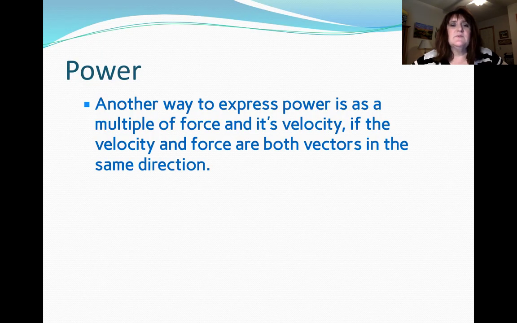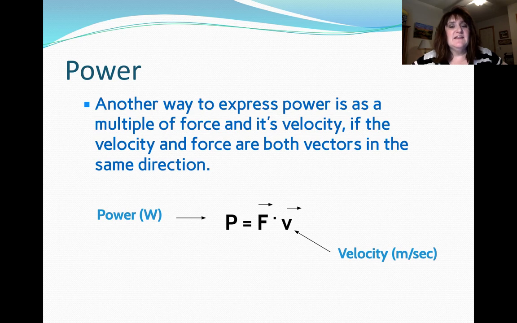Another way to express power is a multiple of force and its velocity. If the velocity and force are both vectors in the same direction, power can actually be measured in force times velocity. So P is power in watts, V is velocity in meters per second, and F is force in newtons. That's an alternative equation to calculate power.